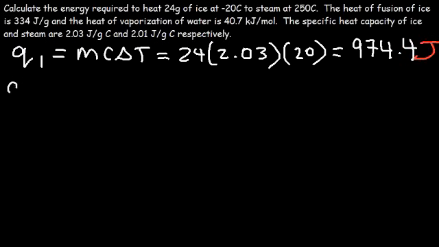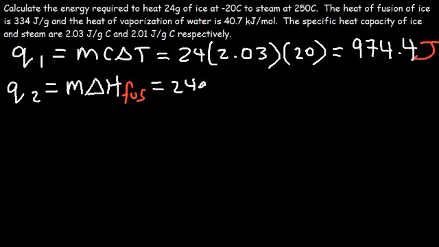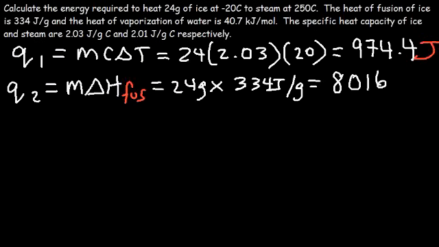Now what about Q2? Q2 is a phase change. It's going to be the mass times the heat of fusion. The mass is 24 grams. The heat of fusion is 334 joules per gram. And this is equal to 8,016 joules.